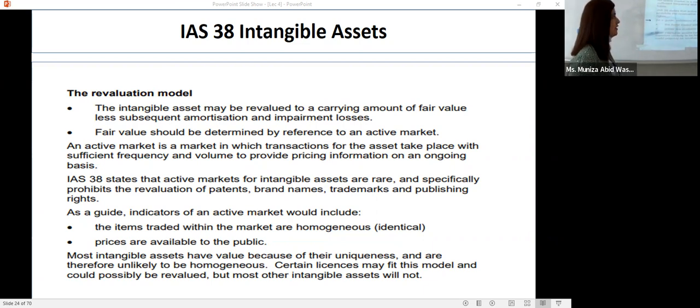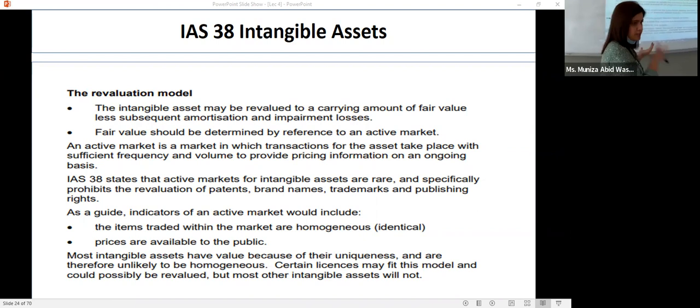As a guide, indicators of an active market would include that the items traded within the market are homogeneous, identical ones, and that prices are available to the public. Most intangible assets have value because of their uniqueness and are therefore unlikely to be homogeneous. Certain licenses may fit this model and could possibly be revalued, but most other intangible assets will not. So, summarizing the discussion, you would not be using the revaluation model for intangible assets. Instead you will go for the cost model only, because there is no readily available market for most of the intangible assets you are purchasing. Most of the intangible assets are unique.